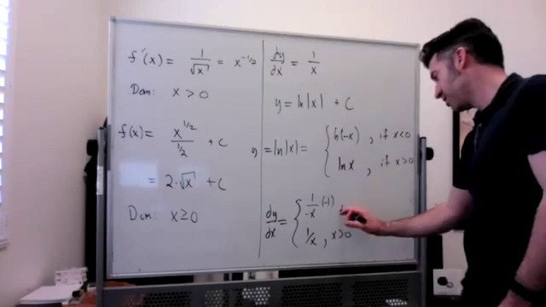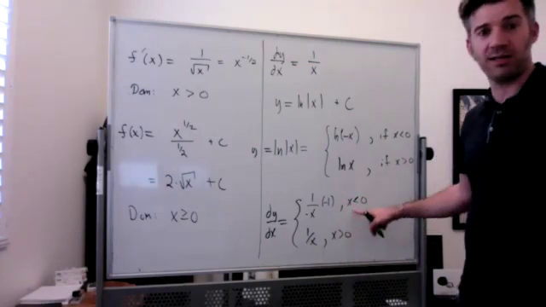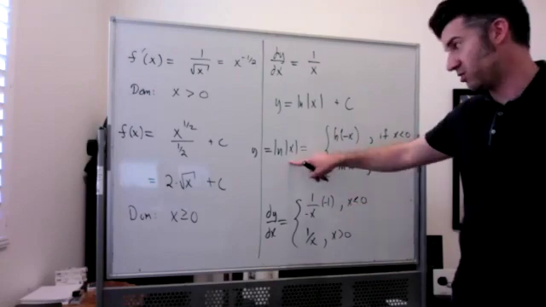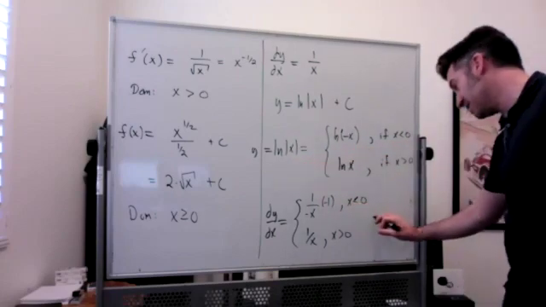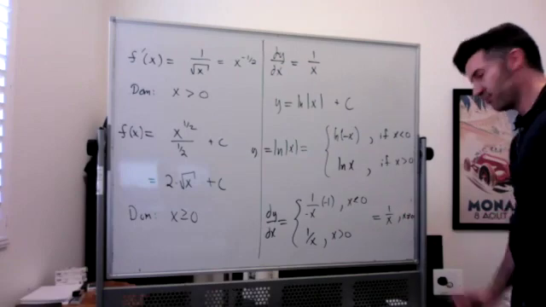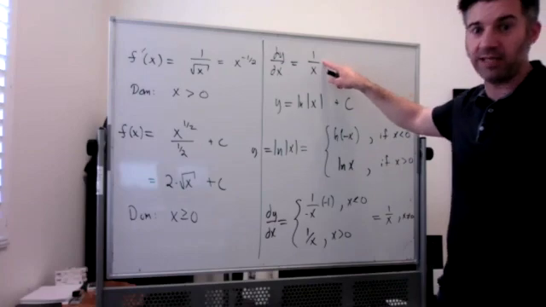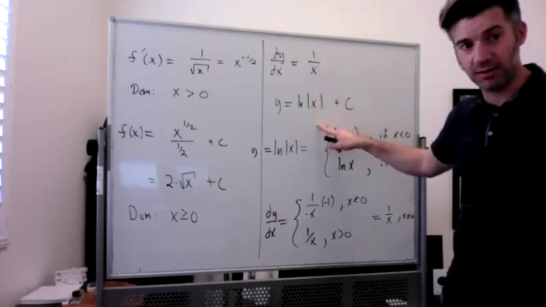Exactly. So look, no matter if x is greater than 0 or x is less than 0, the derivative of the natural log of the absolute value of x is equal to 1 over x. So it really is true that the antiderivative of 1 over x is the natural log of the absolute value of x. Great.